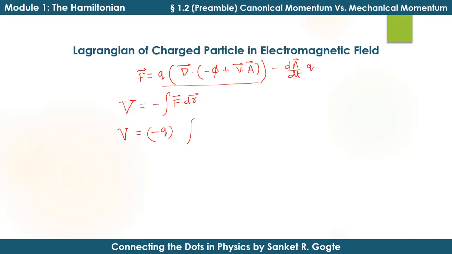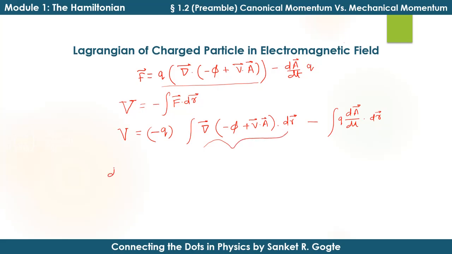This is del of this term, minus phi, sorry, this is phi plus v dot A, integrated over dr, this is the first term, minus the second term, which is the integration of q into dA/dt into dr. I think I have forgotten to write that q in the previous slides, please correct it. So let's first now concentrate on the first term.